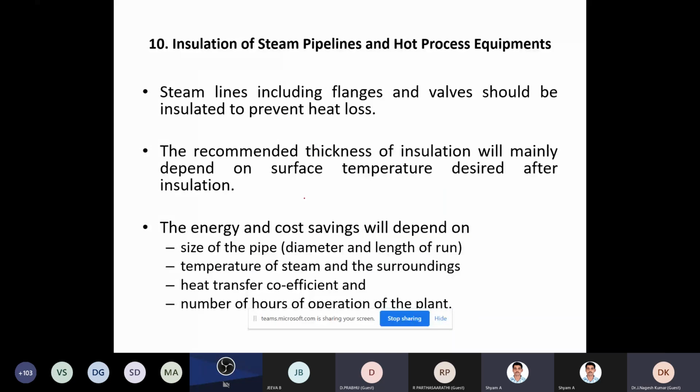Insulation, as we have seen, is important. So insulate all steam pipelines, and hot process equipment we also need to insulate.